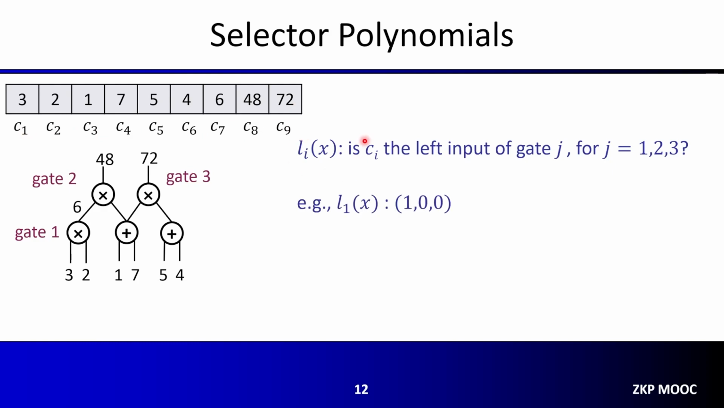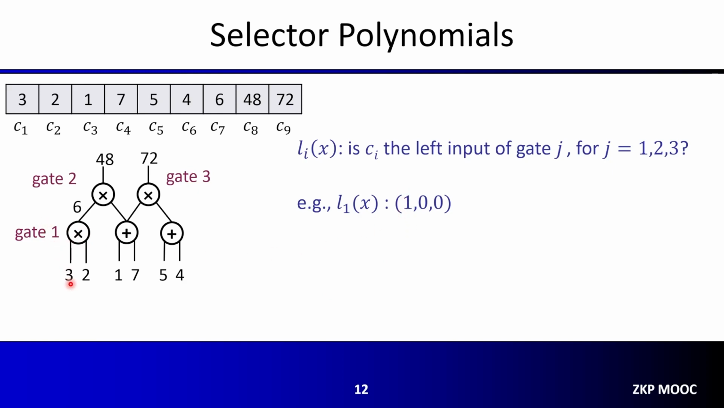So then let's take a look at an example of L1x. What is L1x? We are asking the question: is C1, this value 3, the left input of gate 1? Well, the answer is yes. This 3 is the left input of gate 1, the multiplication gate. So we put 1 here.